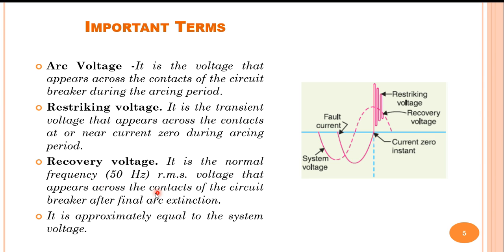Then recovery voltage is the normal voltage or 50 hertz voltage that appears across the contacts of the circuit breaker after final arc extinction. When the arc is extinguished, the normal voltage will appear across the contacts. That voltage is called recovery voltage, and it is approximately equal to the system voltage, and the circuit is opened.